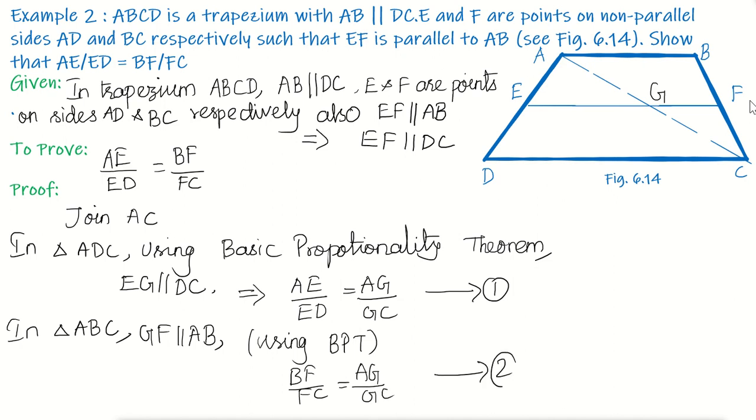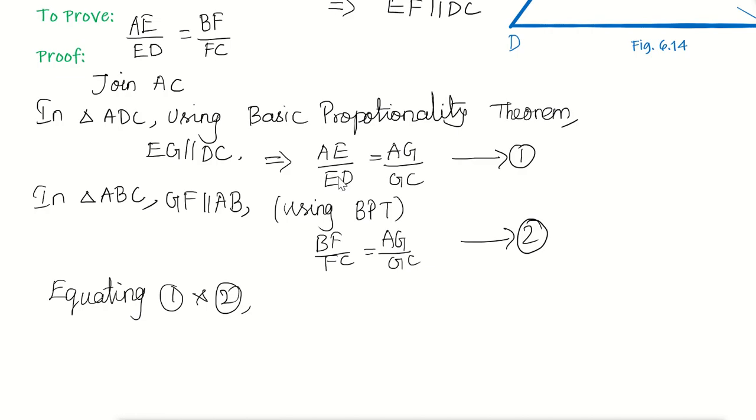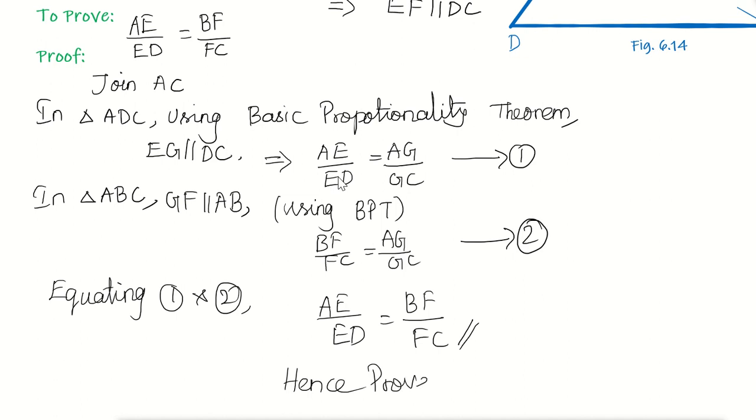Equation 2. In equation 1 and 2, the right hand sides are same. Is it? So நீங்க மாத்தி எழுதுனா கூட பிரச்சனை இல்ல. Equating 1 and 2, as any one of the sides are equal, we can equate the other two sides கூட போட்டுக்கலாம். Okay, so as the right hand sides are equal, we can equate the left hand sides. We will get AE by ED is equal to BF by FC. This is the required portion we have to prove. Thus, hence proved. Okay, simple concept.